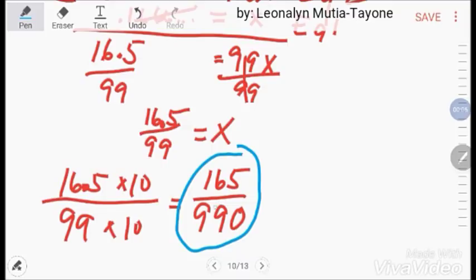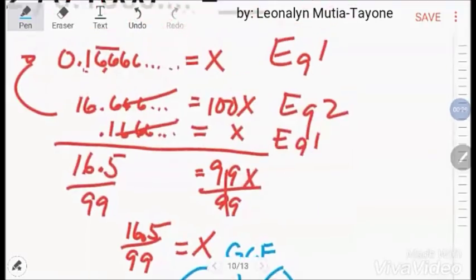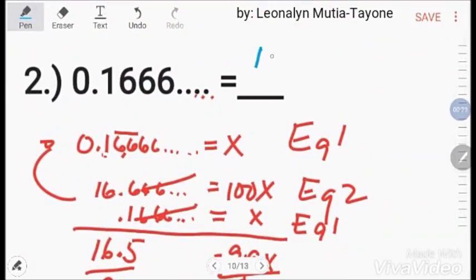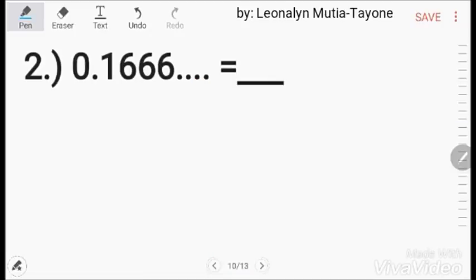Pareho silang multiple ng 5. So, i-list mo siya, 165 ang greatest common factor nila. So, ito, i-divide mo ng 165 and that is 1. 990, divide mo ng 165 and that is 6. So, ang answer dito ay 1 over 6.